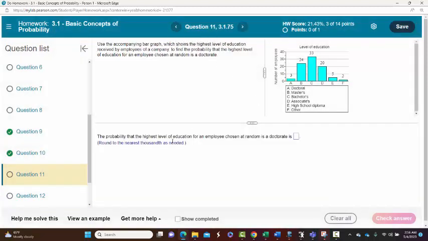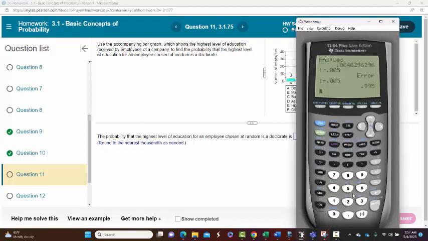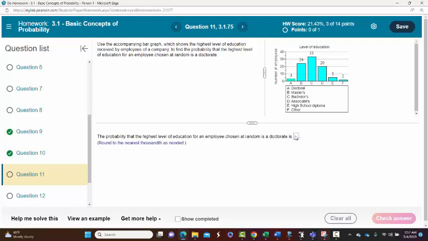All you've got to do is look at how many doctorates there are, which is 3, and then divide it by the total. You just add up all those bars and divide how many you have out of that. So it's going to be 3 out of, I'll just do this in my head real quick: 3, 24, 27, 30, 60, 80, 85, 87. So let's try 3 out of 87. Thousandth, which is 3 decimal places, would be 0.034.